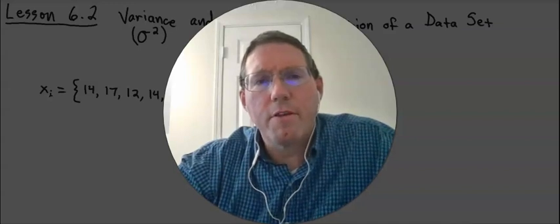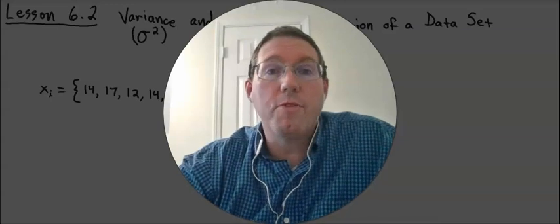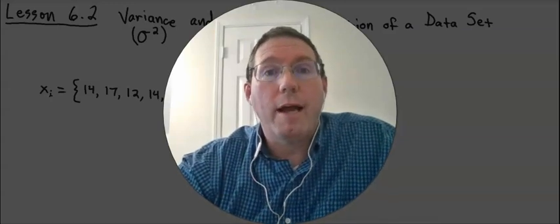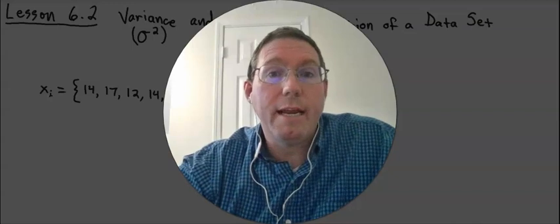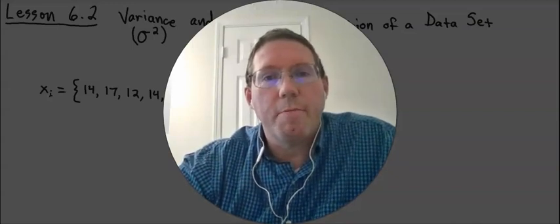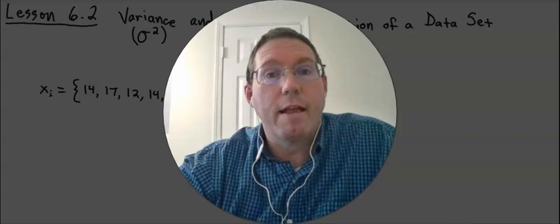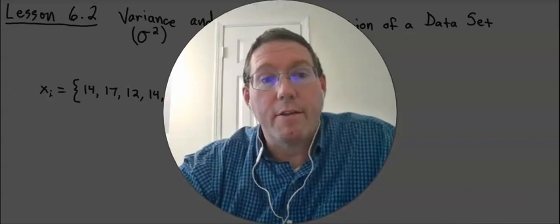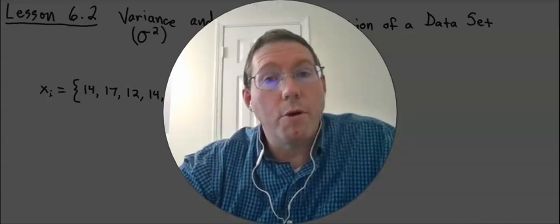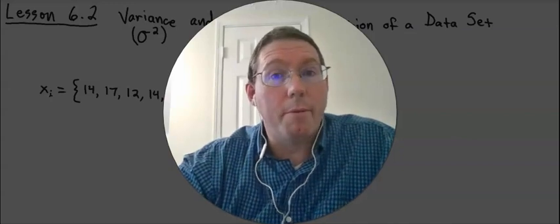So in the last video, 6.1, we looked at data sets, and we looked at how to use the sigma notation for identifying the mean of a data set. One of the reasons we looked at the sigma notation is because in this lesson, we're going to learn how to identify what's called the variance of a data set and the standard deviation of a data set. These are also going to use the sigma notation. So now it's going to be a little more complicated.